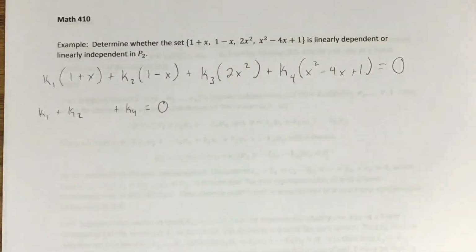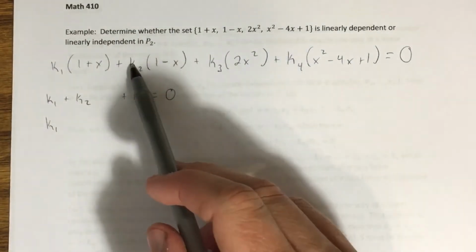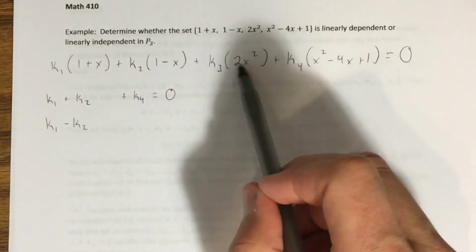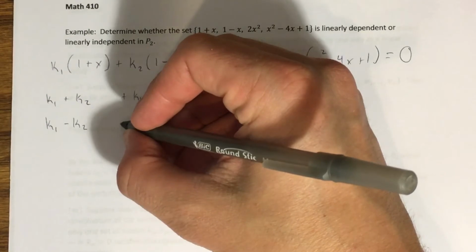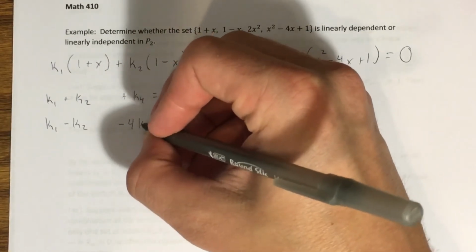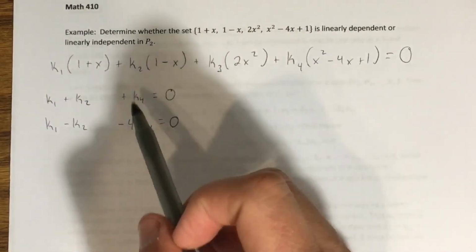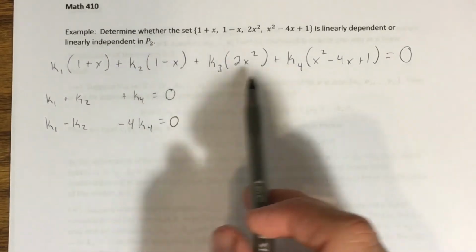And then if I do the same thing for my linear terms, k1 times x, coefficient there is just k1. k2 times negative x, the coefficient would be negative k2. There's no x term here. k4 times negative 4x would be negative 4k4, and that should come out to 0 as well. Okay, and then moving on to the quadratic term.